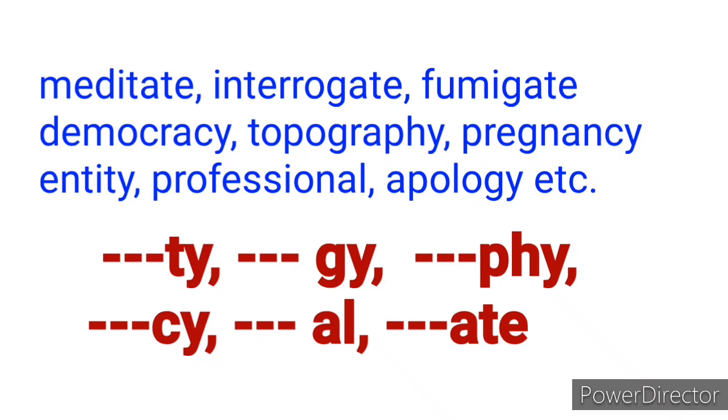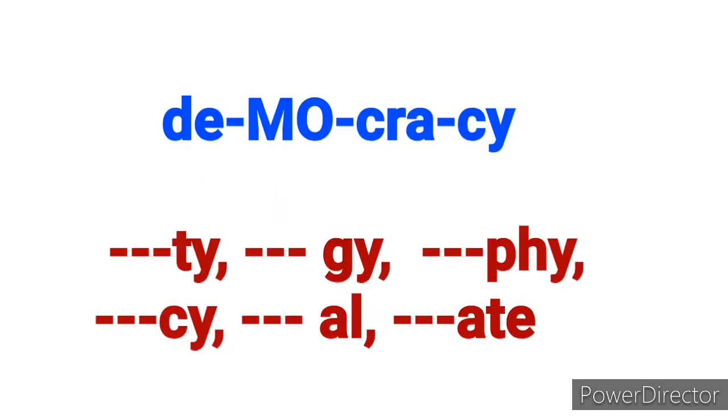For example, the word democracy has how many syllables? Democracy. 4 syllables, 4 units of sound. Now, where should you place the stress? You should place the stress on the third syllable from the end of the word. And the third syllable from the end of the word is mo. Democracy. And this applies to every word that ends in ty, gy, phy, cy, al, and ate.